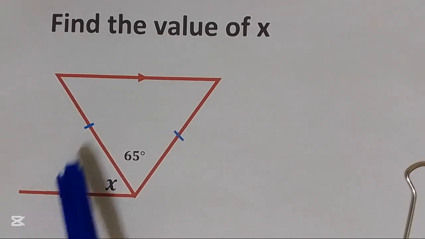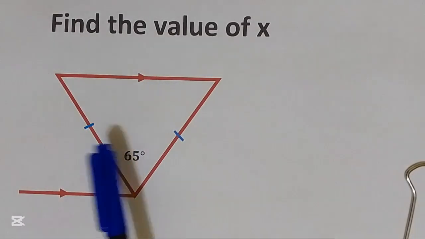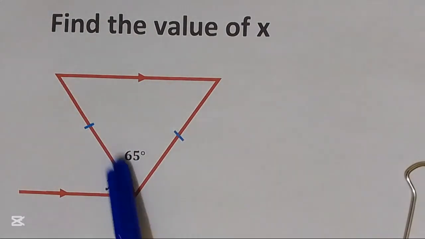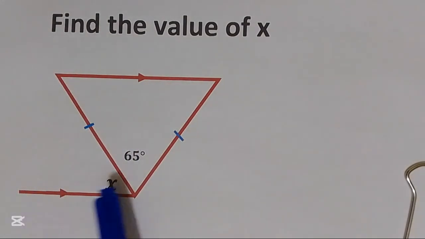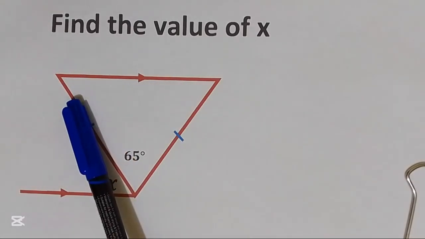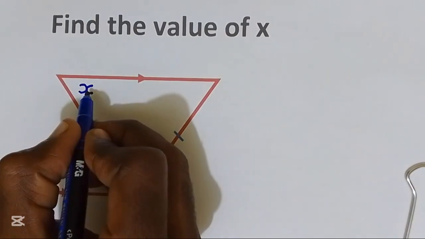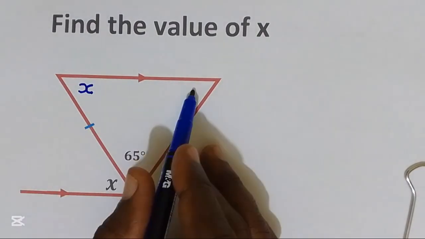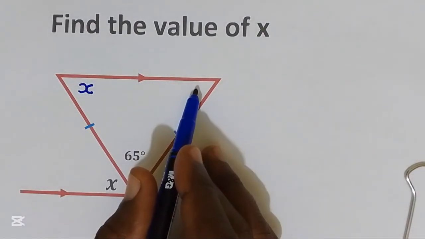The parallel lines give us the alternate angle. That means it forms a Z pattern. That is, if this angle is x, then this angle also is going to be x. So this angle here is x. Because this is an isosceles triangle, the base angles are equal. So this angle also is going to be x.